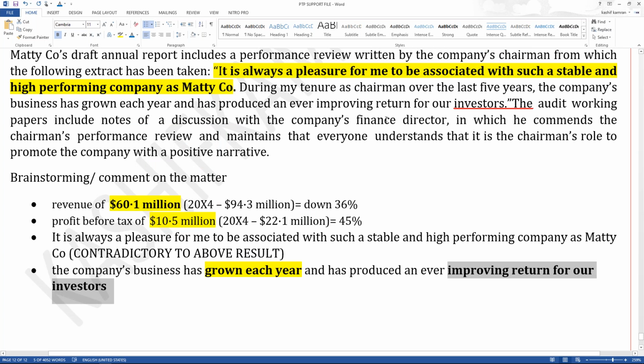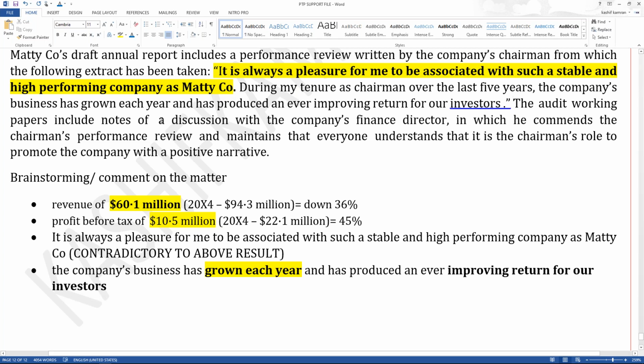The chairman is doing exactly the same thing you do in the exam paper, that you read something and you write something. During my tenure as a chairman, the company's business has grown each year and has produced ever improving results for investors. This is exactly the way the student writes an answer in the exam paper. Full stop. The audit working paper includes notes of a discussion with the company's finance director, in which he commends the chairman's performance review and maintains that everyone understands that it is the chairman's role to promote the company with a positive narrative.